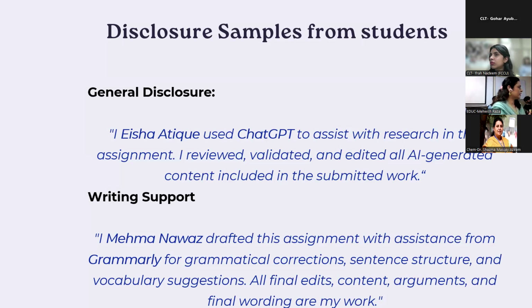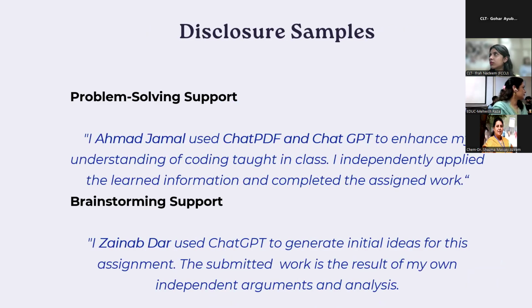For writing support: I, student name, for the assignment, used Grammarly for grammatical corrections, sentence structure, and vocabulary suggestions. All final edits, content, and arguments are my own work. This also gives students an idea that they are owning their own work, and they are giving credit to someone else if they have used it. Another: I, student name, used Chat PDF and ChatGPT both. You are definitely aware of the attachment provision in ChatGPT. To enhance my understanding of coding taught in class, I independently applied the learned information and completed the assignment.